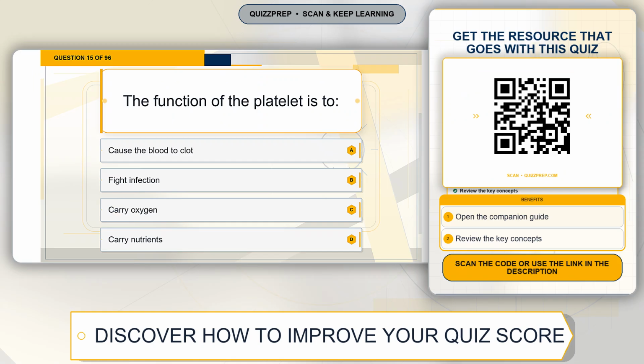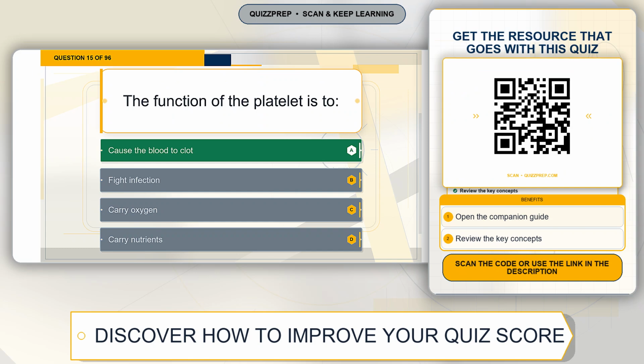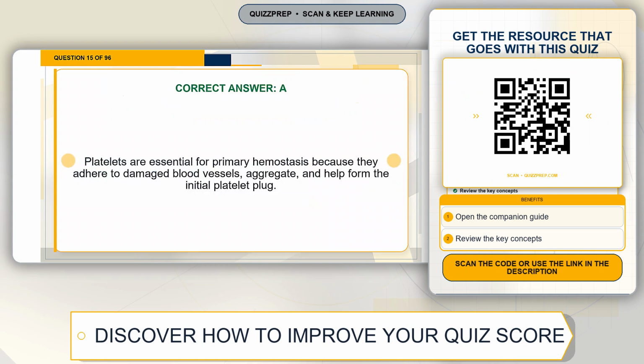Question 15. The function of the platelet is to: Option A. Cause the blood to clot. Option B. Fight infection. Option C. Carry oxygen. Option D. Carry nutrients. The correct answer is option A. Cause the blood to clot. Explanation. Platelets are essential for primary hemostasis because they adhere to damaged blood vessels, aggregate, and help form the initial platelet plug.